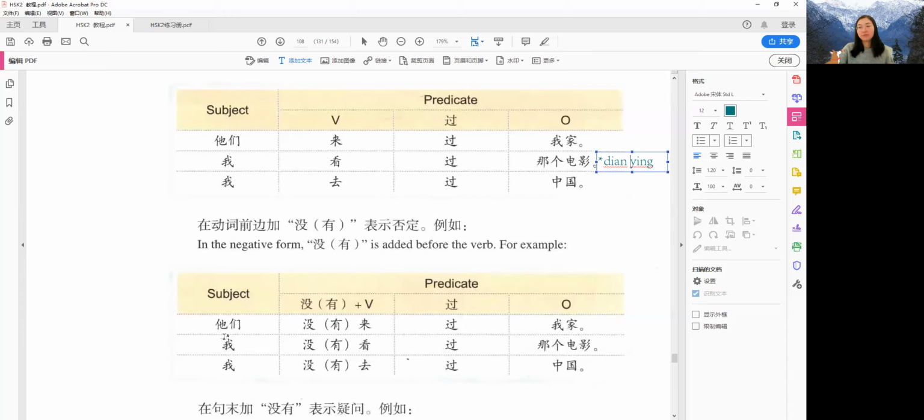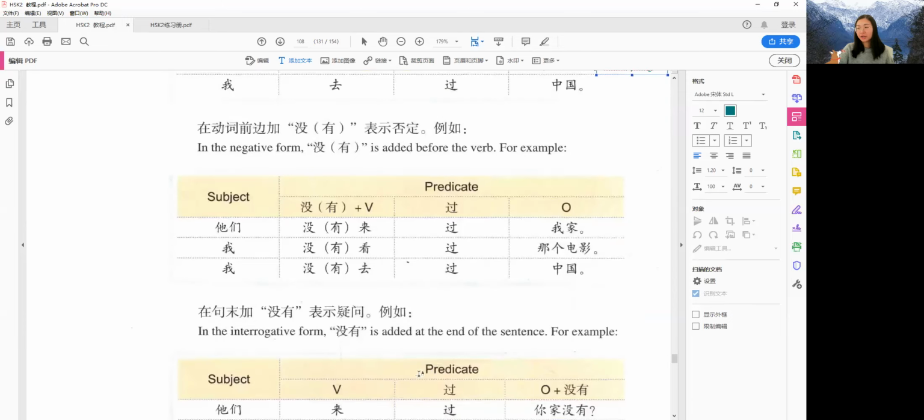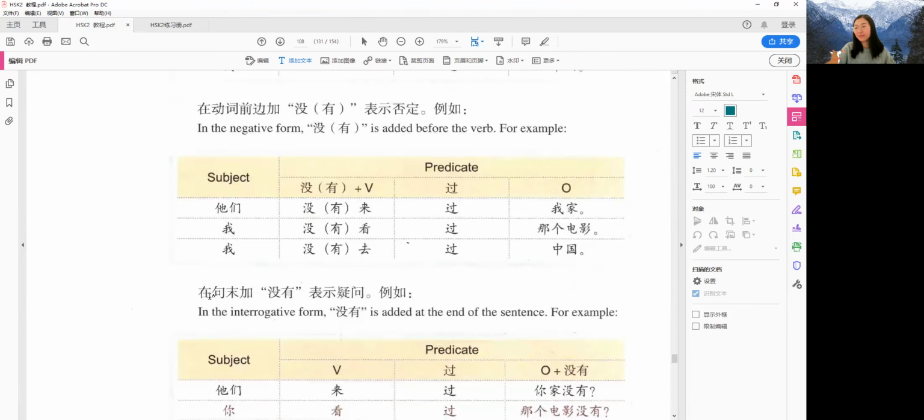So let's repeat those sentences again together. 他们没有来过我家。我没有看过那个电影。我没有去过中国。Great.